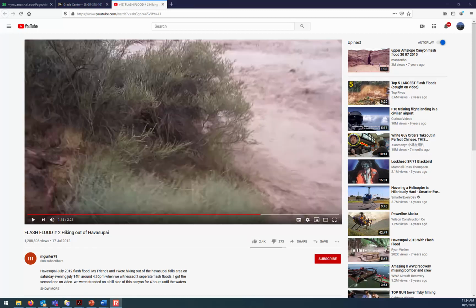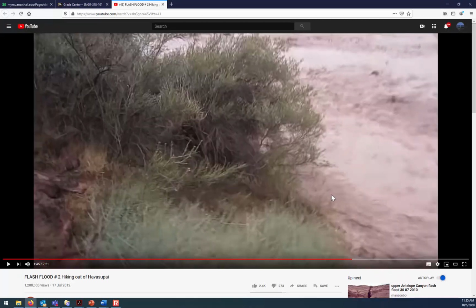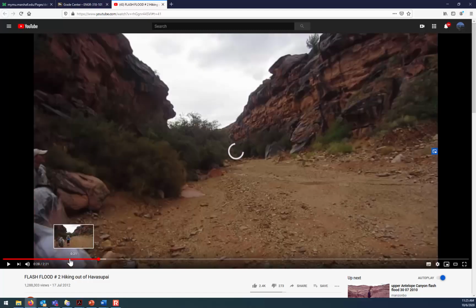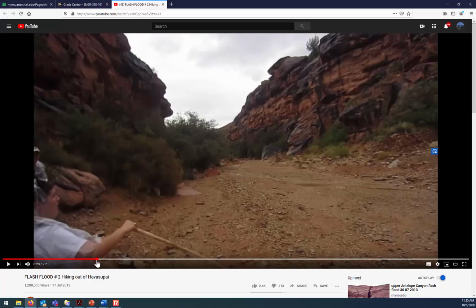All right, so what we're going to look at there. So what happened was these guys were on a hike and it started raining in the watershed upstream that contributes to the stream bed that they're climbing through. And so, in the beginning, we just see a dry riverbed, and they can kind of hear something in the distance. You can tell it's a cloudy day here. They can hear in the distance the approaching wave of water.